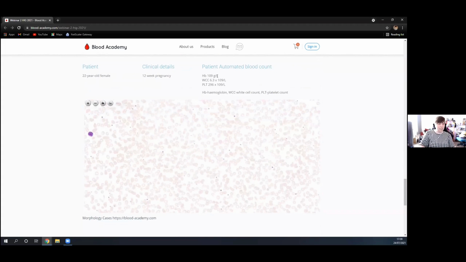So again, this is a young patient, a 22-year-old female. This has been done as part of a booking blood test for a pregnancy. The blood count isn't too bad, actually. She's slightly anemic. The hemoglobin is 109, but you may expect that in someone who's pregnant. So I think it'd be useful to go over this film and compare and contrast, especially with the first slide that we saw.